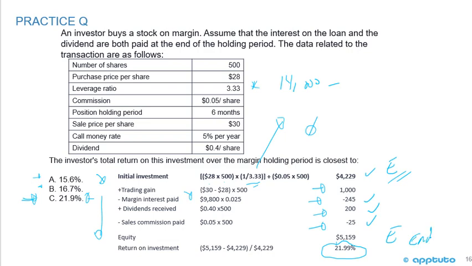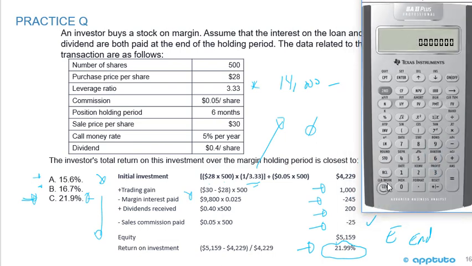So this is my E ending, this is my E beginning, and I do ending minus beginning divided by beginning, and I get 21.99%. Okay, just bring up the calculator again here just to see that quickly.